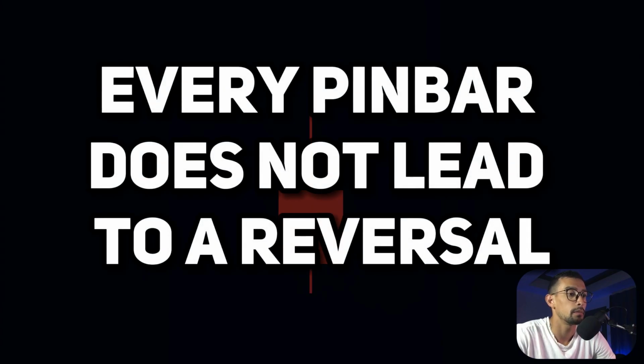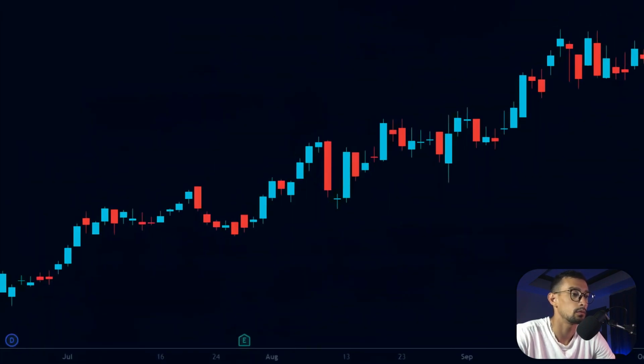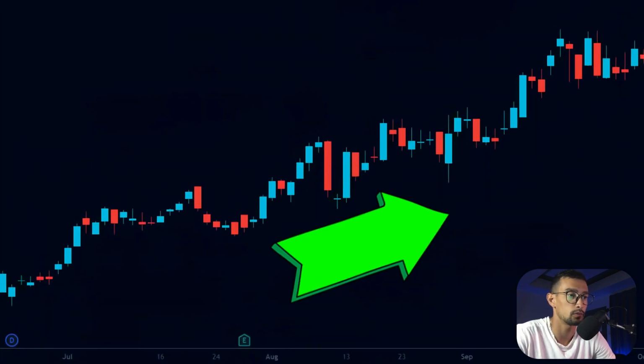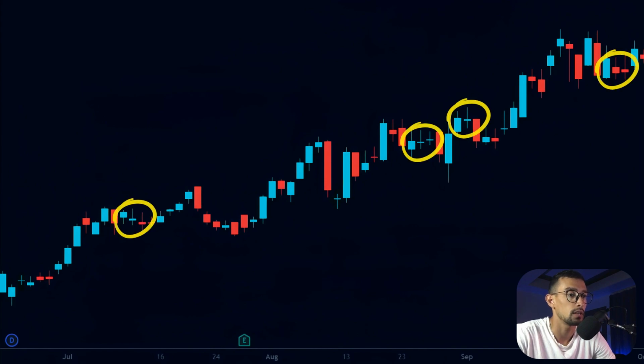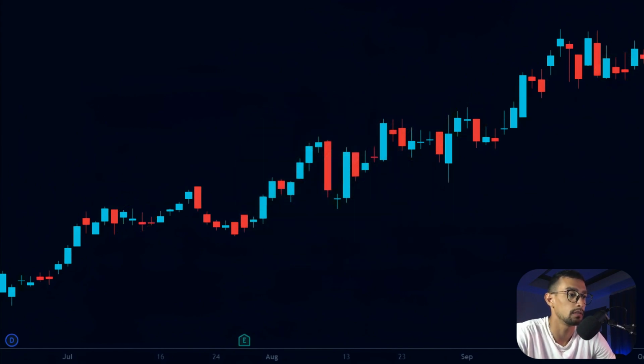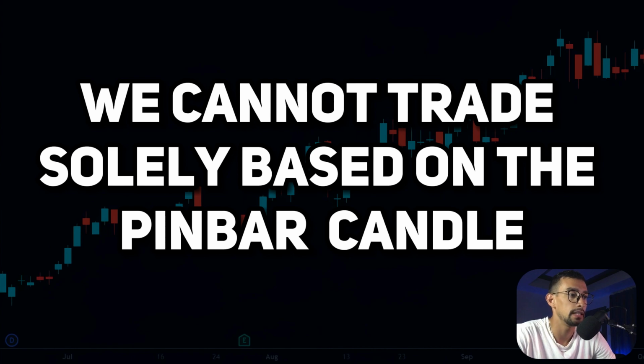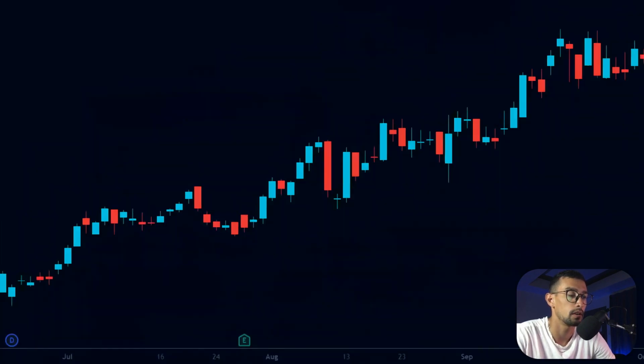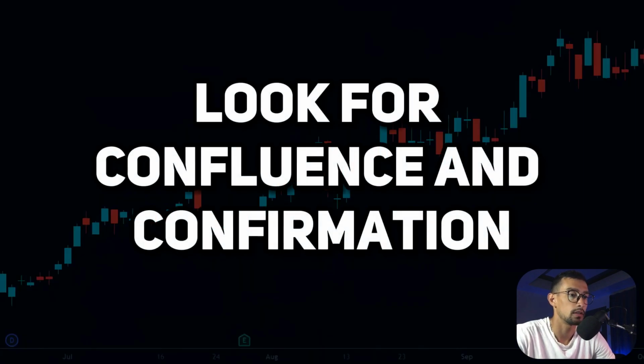Now we need to understand one thing here. Every pin bar candle does not lead to a reversal. For instance, here we see that the price was in a strong uptrend. In this uptrend we see a lot of bearish pin bars. If we sold at each of these candles, we would have made huge losses. Hence, we need to take the background information into context and then look for an opportunity. In other words, we cannot trade solely based on the formation of a pin bar. We need to look for confluence and confirmation.